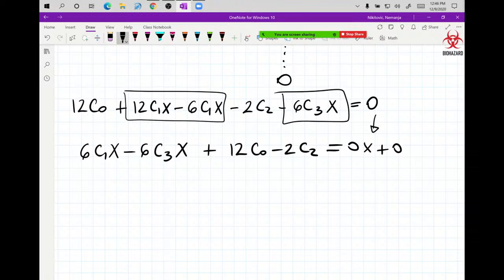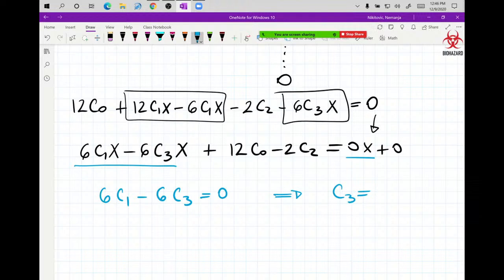So let's go. Blue equation is 6c1 minus 6c3 is equal to 0, from where we find out that c3 is equal to c1. And the red equation, which is this, is 12c0 minus 2c2 is equal to 0.